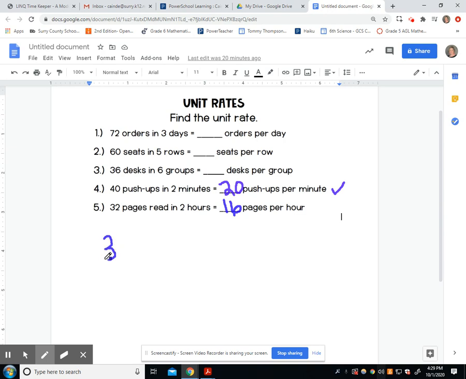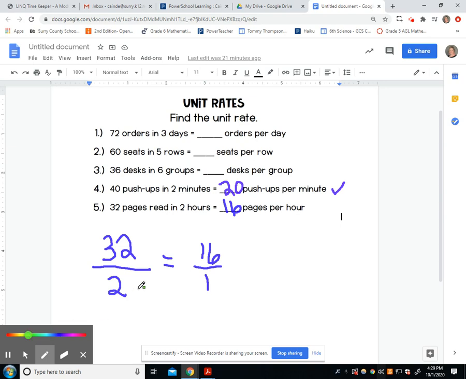The ratio that we have is 32 pages read in 2 hours. So that's a ratio of 32 to 2. Now, we want to make this a unit rate, so our denominator has to be 1. Unicycle, unicorn, unibrow. Don't forget that. So, I know the shortcut way is saying 32 divided by 2. And 32 divided by 2 is 16.